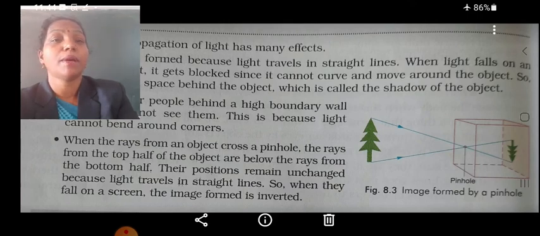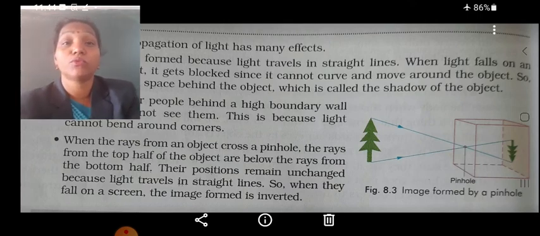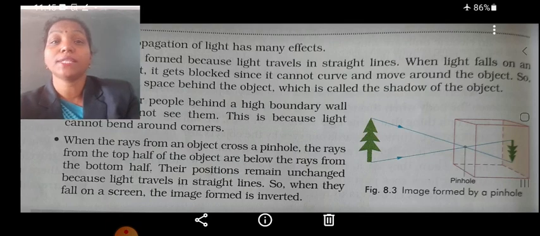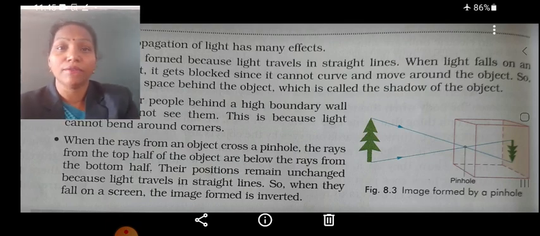And when the rays from an object cross a pinhole, these points we have already discussed. The third effect of rectilinear propagation of light is in the pinhole camera, where the images are formed because of the rectilinear propagation of light. That means the rays from the top half of the object are below the rays from the bottom half. Their positions remain unchanged because light travels in straight lines. So when they fall on a screen, the image formed is inverted.